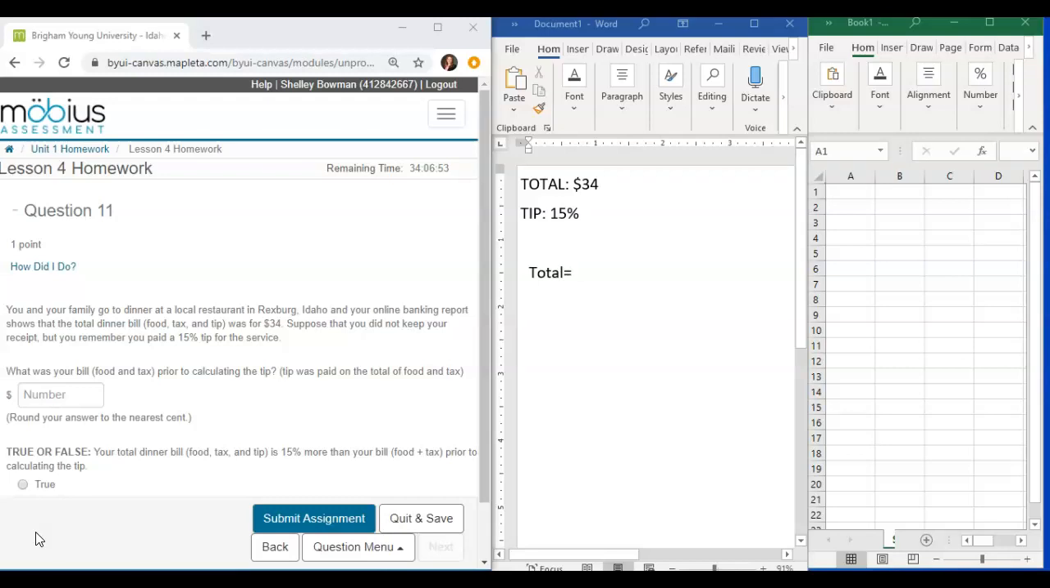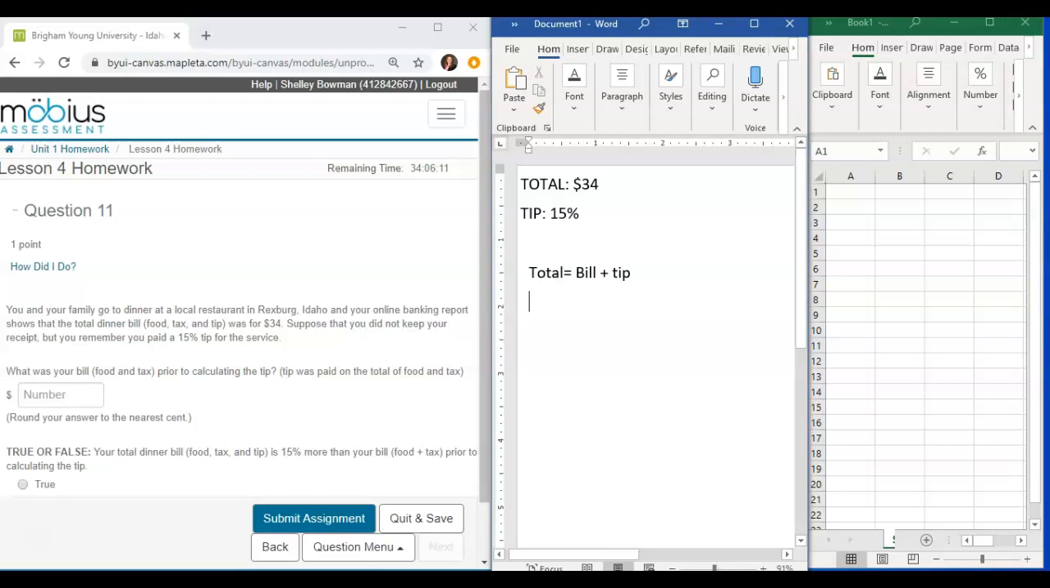Tip was paid on the total of food and tax. So over here on the right, I've just gleaned some of the information: you paid $34 and the tip was 15%. They told us that the total is how much the bill was for, and I'm going to include tax in that, because that's a separate percentage that we're not going to have to worry about, since that was the total bill. And then you also paid on top of that a tip. Now, the tip, we don't know the amount, but we were told that it was a percent of the bill.